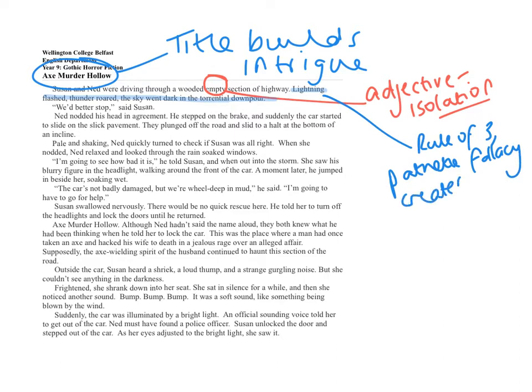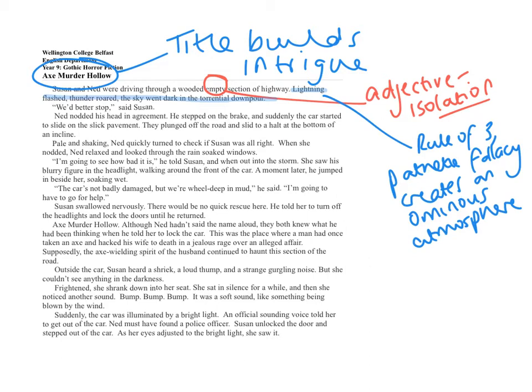So that pathetic fallacy, where weather is used to create mood, creates an ominous atmosphere. And ominous, of course, means dangerous or scary. And that pathetic fallacy does that. When it's raining, when there's thunder and lightning, we're more on edge. Susan and Ned would be more afraid and terrified. And so this all helps to build that sense of horror.